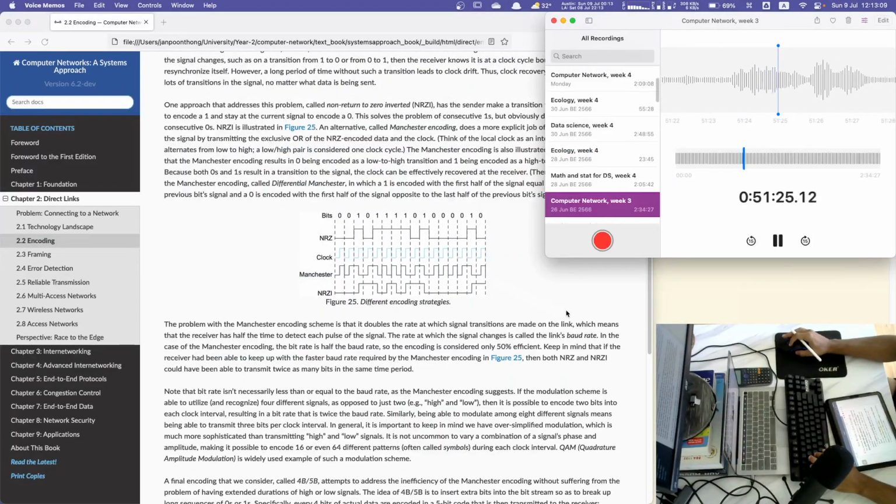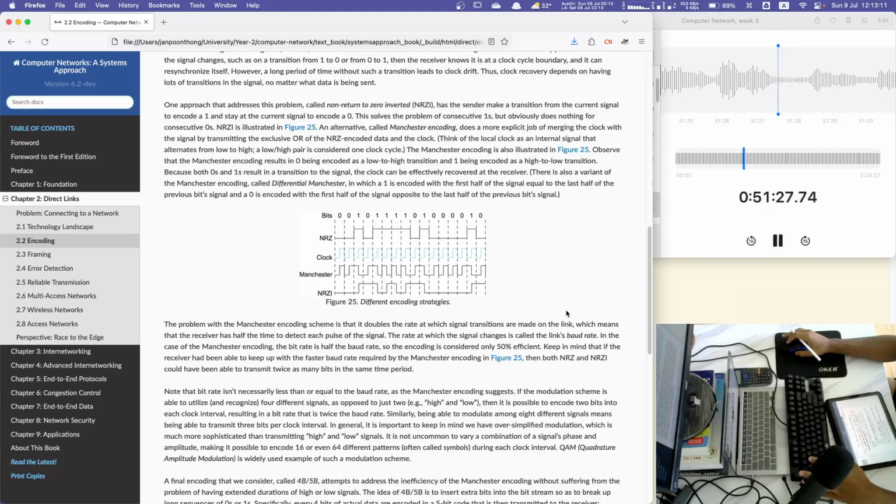The first type of data encoding is called non-return to zero encoding, NRZ. Just a simple one. Non-return to zero encoding. So the network adapter contains a signaling component that encodes bits into the signal, and the sending node and the receiving node decode the signal back to bits.